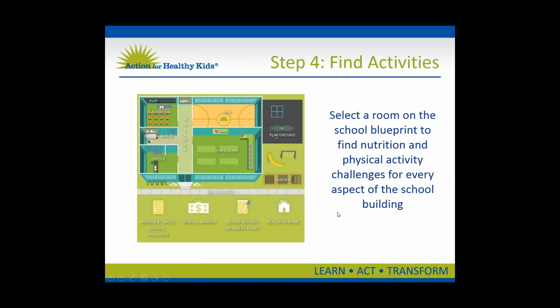As I mentioned earlier in the training, all the activities in Game On are organized in the school blueprint like you see on your screen. This blueprint showcases various rooms of the school building, so you can search for activities based on which area of school you want to make healthier. Example activities you'll find include host a taste test, breakfast in the classroom, healthy fundraising, healthy school store, school garden, recess at home, or even playground circuit challenges.